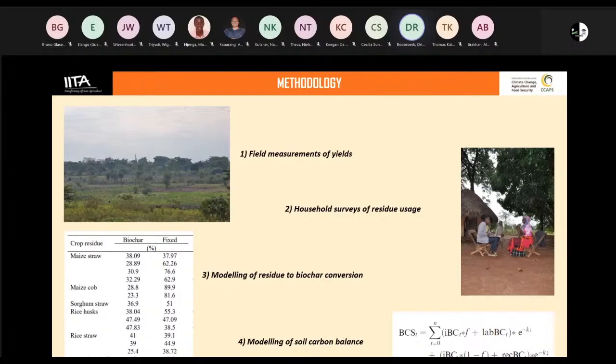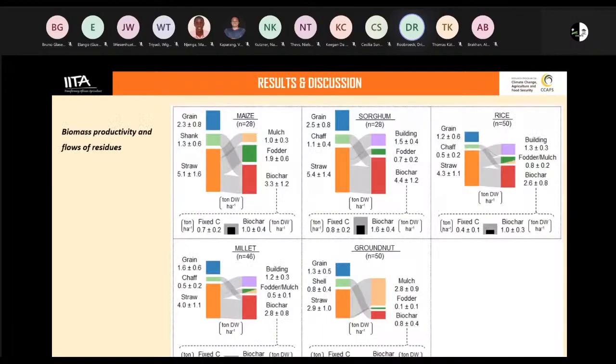Next slide. In these next slides, in this first one, you see results from steps 1 and 2 in these Sankey diagrams, as they are called. The flow on the left shows the measured yields of different biomass fractions, each time from around 20 fields. On the right-hand side, if you multiply that with the proportional use of these residues that we got from the survey, you get availabilities for bioenergy and biochar systems.